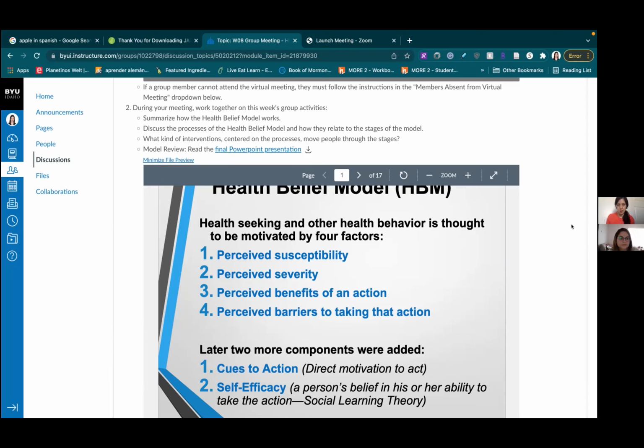Yeah. But if you have all the resources to take care of a tattoo and even to take it away with laser, then maybe your perceived barriers are lower and you're going to get a tattoo. I don't know. Yeah, no, it makes sense what you're saying.